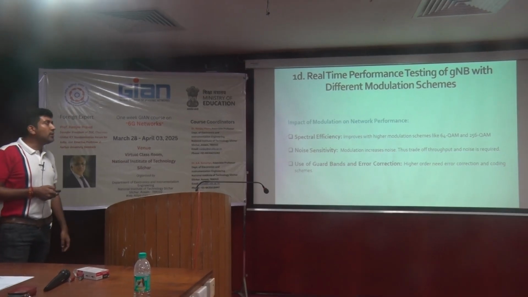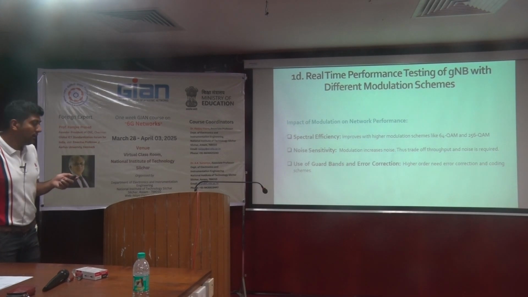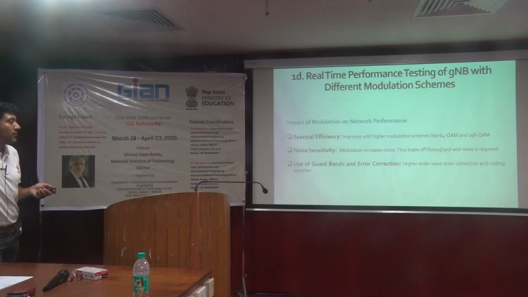So when we are doing the real-time performance testing of this base station with some of the modulation techniques, what is the requirement we have? Why do I say my spectral efficiency improves with the higher modulation schemes? Most of you have studied modulation in your communication theory. Why do I say with 64 and 256 your efficiency will be more? 64 का मतलब क्या है? You are using 6 bits. 256 means you are using 8 bits to encode one symbol.